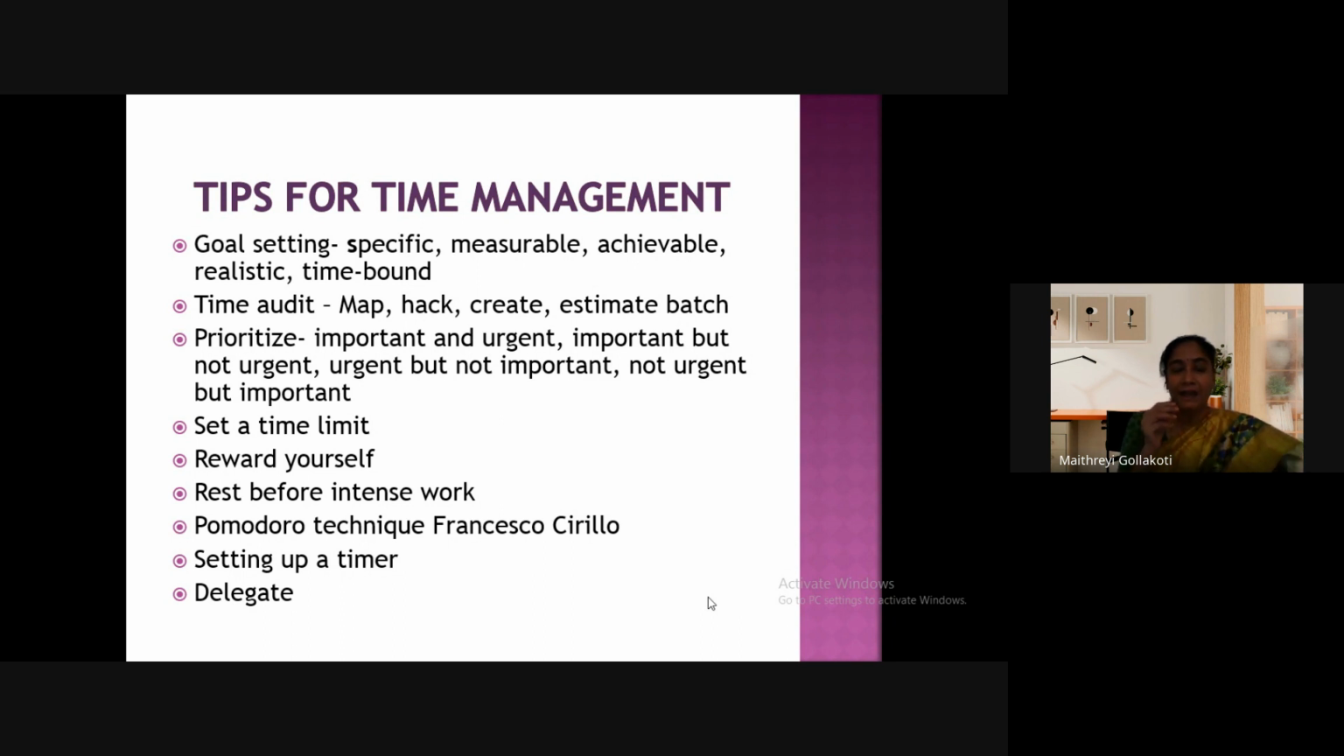Okay. And the next one is the Pomodoro technique. Now, the Pomodoro technique was popularized by a person called Francesco Cirillo. Okay, Pomodoro is an Italian word. It means tomato. Okay. Now, why did he use this tomato word? He made a timer which looks red like a tomato. Okay. Now, this timer can be set up.